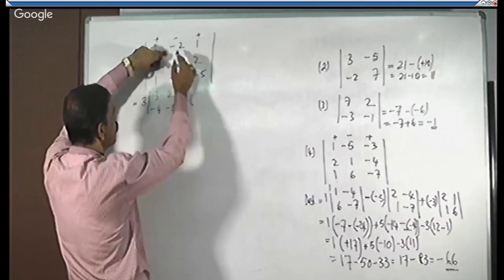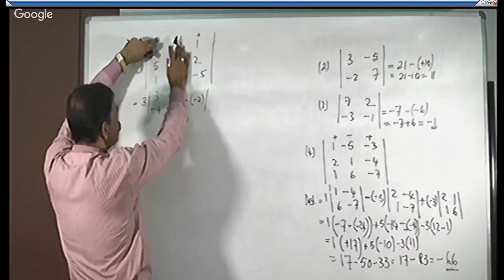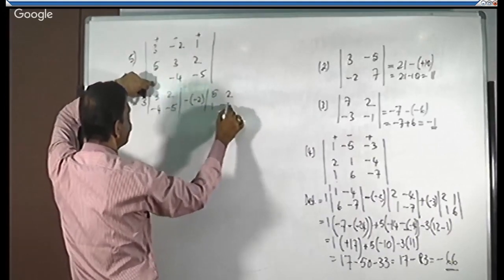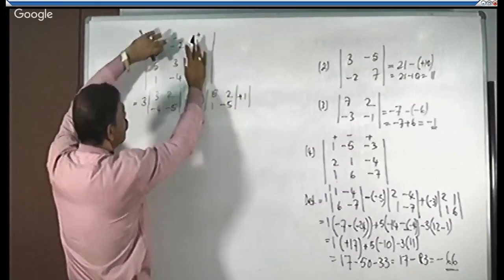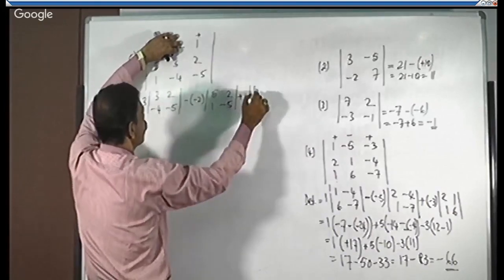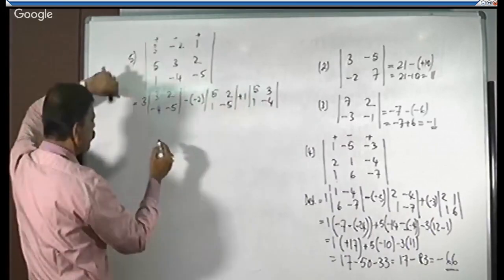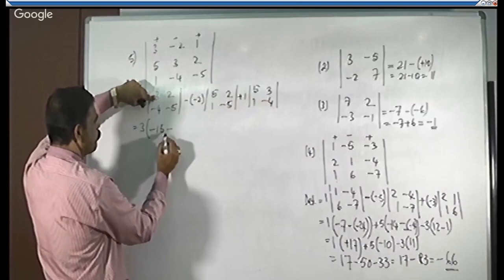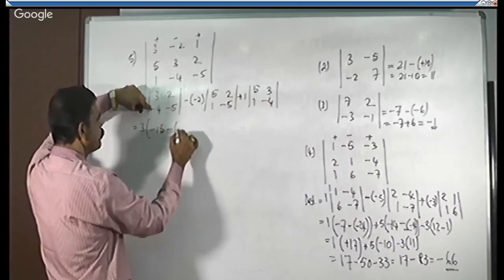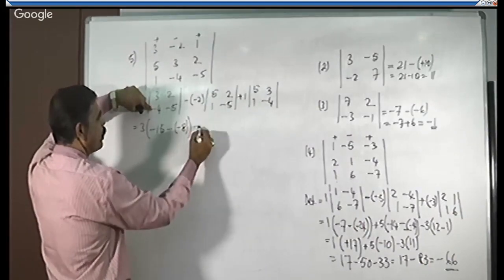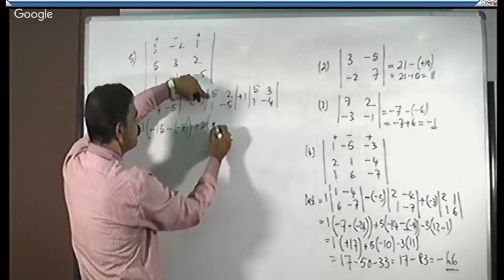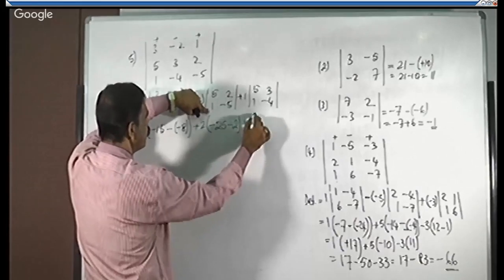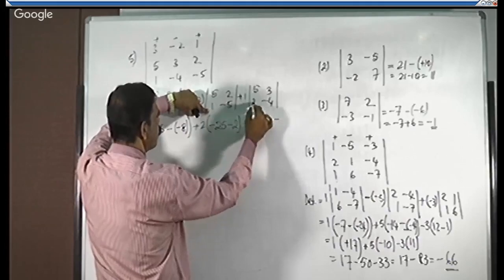Minus of the second element in the first row is what? Minus 2. Leave the corresponding row and column. Remaining is 5, 2, 1, minus 5. Plus of 1 into. Leave the corresponding column and row. Remaining is 5, 3, 1, minus 4. Then further expand the second order determinants. 3 into minus 5 is minus 15, minus of, this is the formula minus, multiply these two, minus 4 into 2 is minus 8. Minus into minus, plus. 2 into, 5 into minus 5 is minus 25, minus of, formula minus, 1 into 2 is 2. Plus 1 into, 5 into minus 4 is minus 20, minus of 1 into 3 is 3.